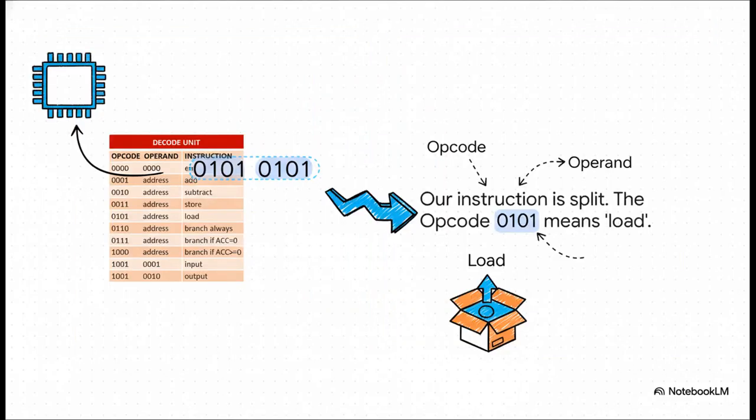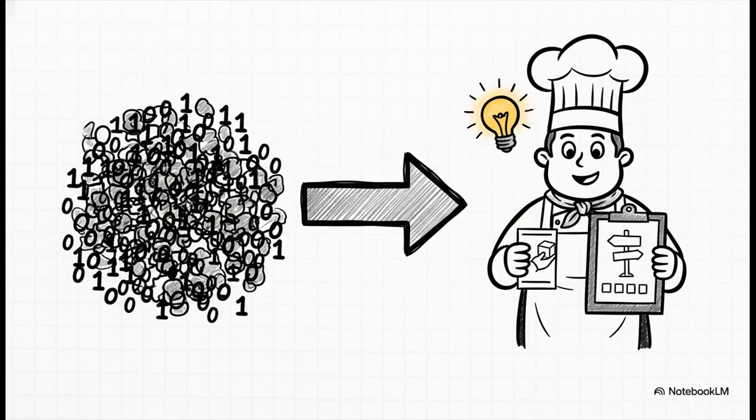So if we look back at our instruction, 01010101, the decode unit inside the CPU splits this thing up. It looks at the first part, 0101, checks its internal rulebook, and sees that it means load. The rest of it, the other 0101, is the operand. That's the address of the data we actually need to go and load. And just like that, what looked like a bunch of random ones and zeros becomes a clear command. Our chef now has a simple, actionable instruction: go to pantry shelf 0101 and bring back the ingredient you find there.